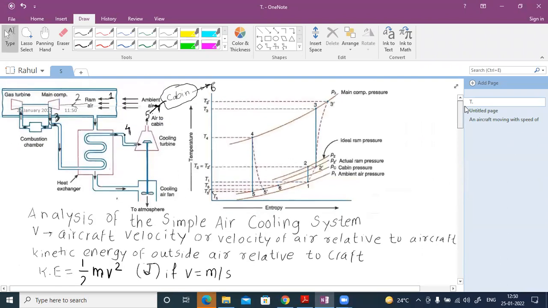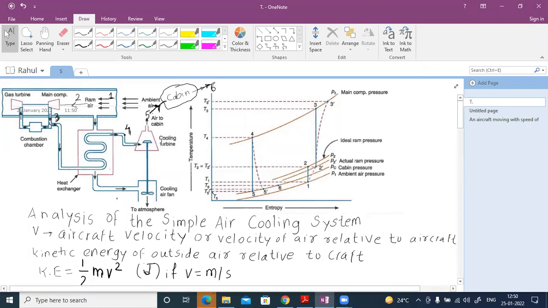Now you can see, 5 is the inlet to the cabin and 6 is the outlet of the cabin. Now see what happens. When the air which is coming out of the turbine is supplied to the cabin, that air abstracts the heat from the cabin. As a result, the temperature of the air gets increased. So what happens with the air? The temperature of the air gets increased from T5 to T6. Is that okay? Let me know.